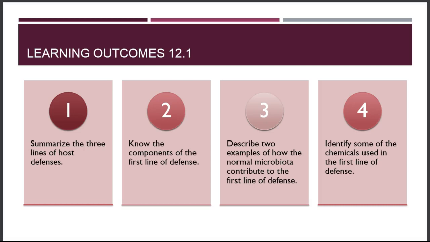First, summarize the 3 lines of host defenses. Second, know the components of the first line of defense. Third, describe 2 examples of how the normal microbiota contribute to the first line of defense. And 4, identify some of the chemicals used in the first line of defense.